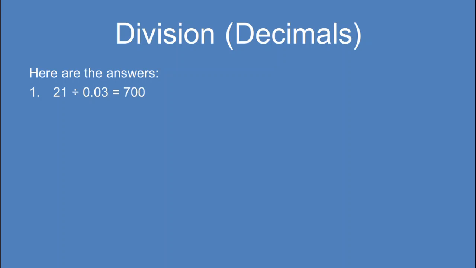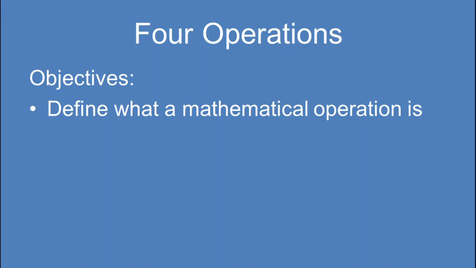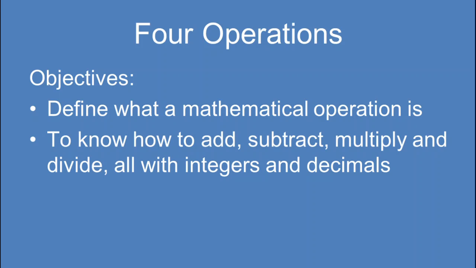Question 1. 700. Question 2. 2.4. Question 3. 122.5. Question 4. 700. Now, you should be able to define a mathematical operation, and do the 4 basic operations.